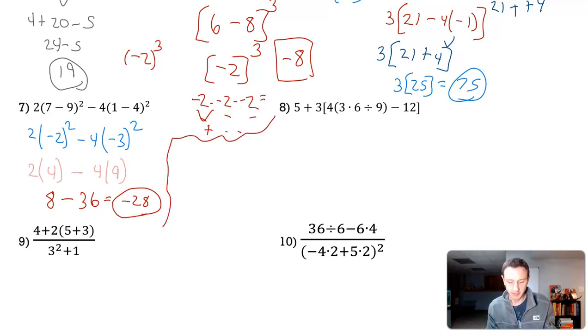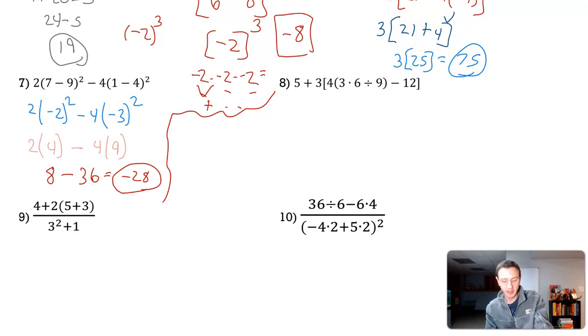Okay, number 8. We have brackets. Within the bracket, we have parentheses. Within the parentheses, we have multiplication and division. So we have some problems going in and in and in. So let's start working on that parentheses. So we have 5 plus 3 bracket 4 parentheses. Inside the parentheses, we have 3 times 6 divided by 9.